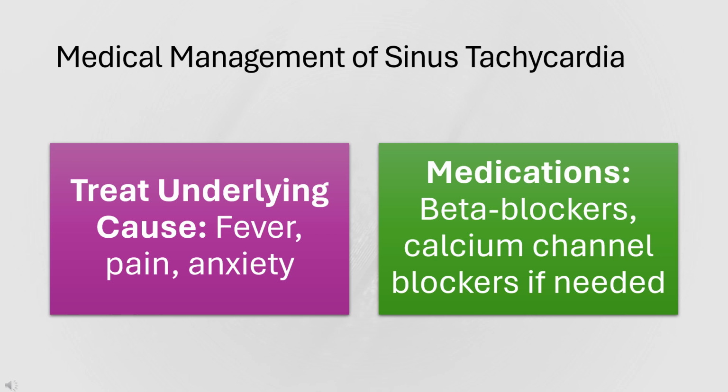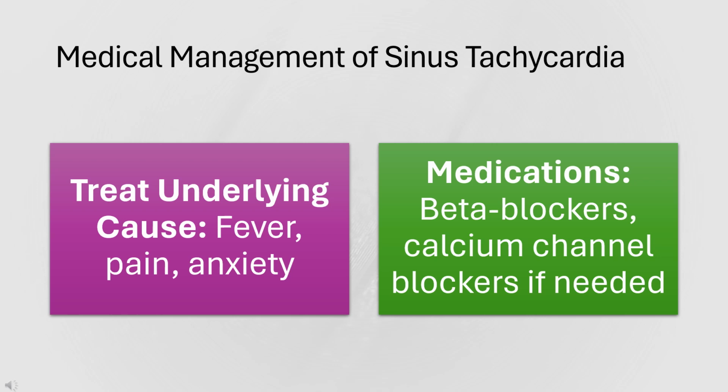Pain can stimulate the sympathetic nervous system, resulting in tachycardia. Assess the patient's pain level using appropriate pain scales and manage it effectively with analgesics. Depending on the severity of the pain, medications may include NSAIDs, acetaminophen, or opioids. Non-pharmacological methods such as relaxation techniques, ice or heat application, and physical therapy can also be beneficial.